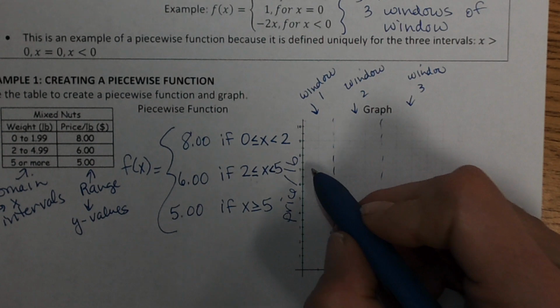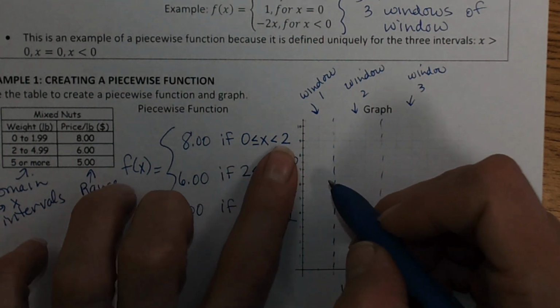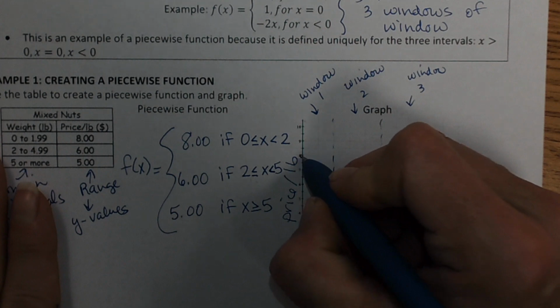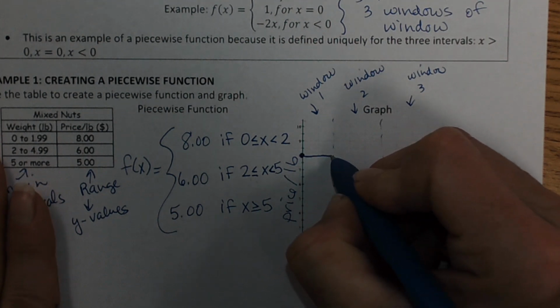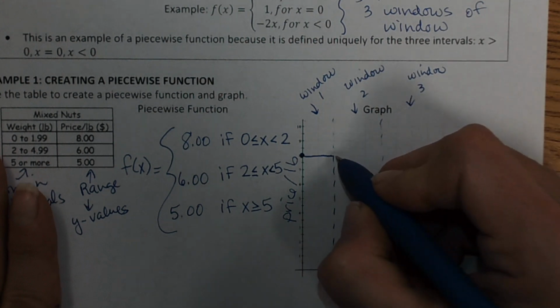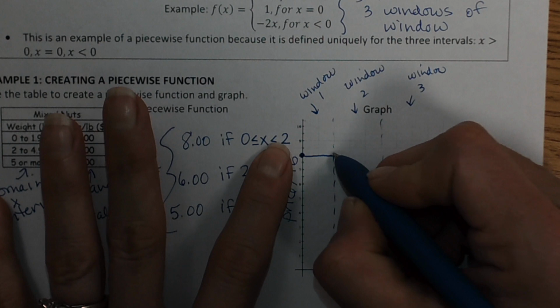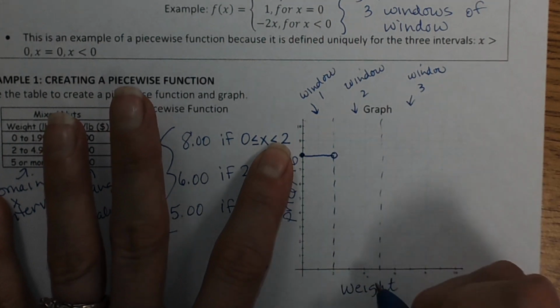Okay, so from 0 until I get up to 2, I'm at 8. So I'm going to do a closed point at 8. This is just a constant, so it's going to be a horizontal line. But then when I get to 2, it's not equal to, so I have to have an open point there.